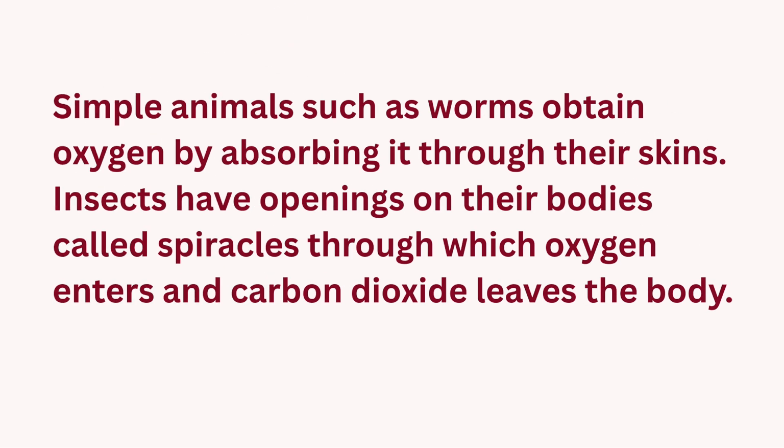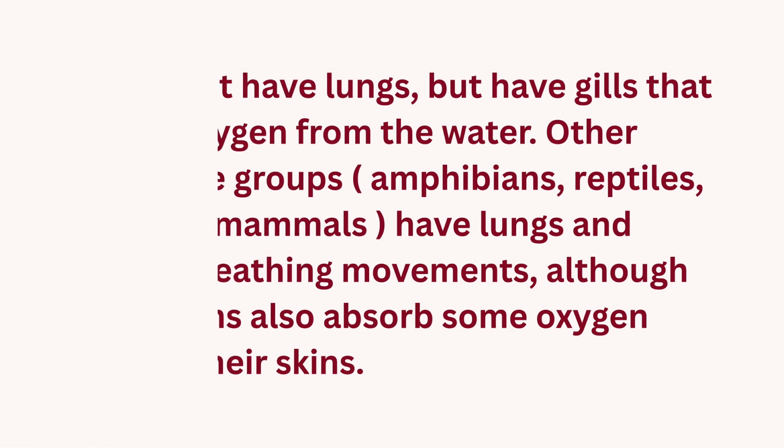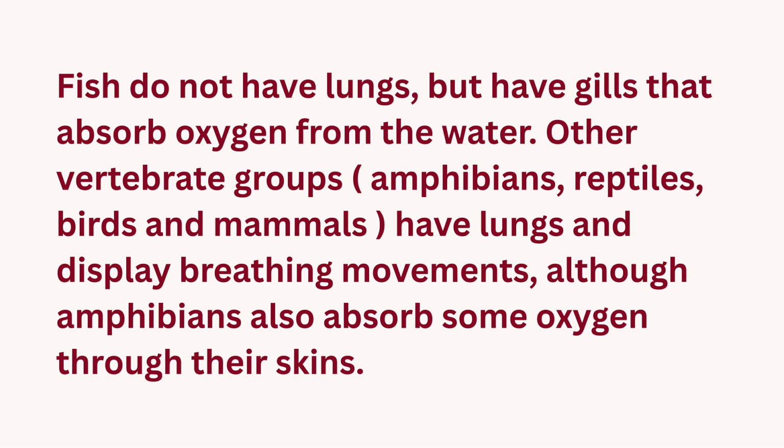Simple animals such as worms obtain oxygen by absorbing it through their skins. Insects have openings on their bodies called spiracles through which oxygen enters and carbon dioxide leaves the body. Fish do not have lungs, but have gills that absorb oxygen from the water. Other vertebrate groups, amphibians, reptiles, birds, and mammals, have lungs and display breathing movements, although amphibians also absorb some oxygen through their skins.